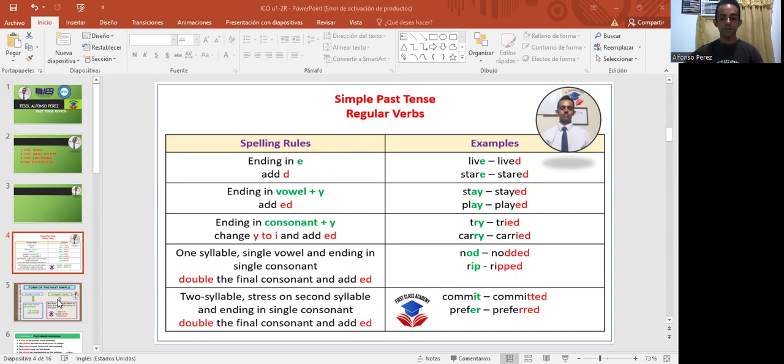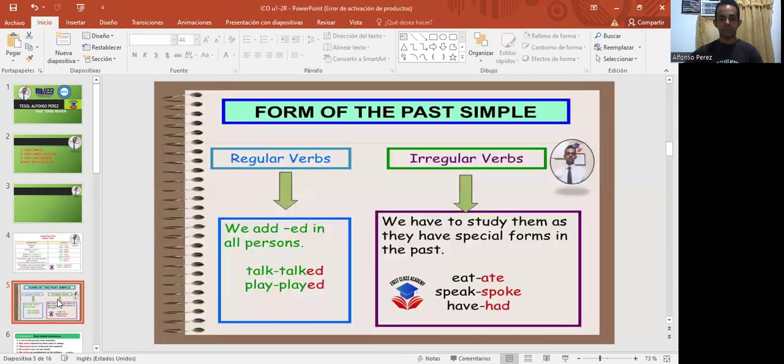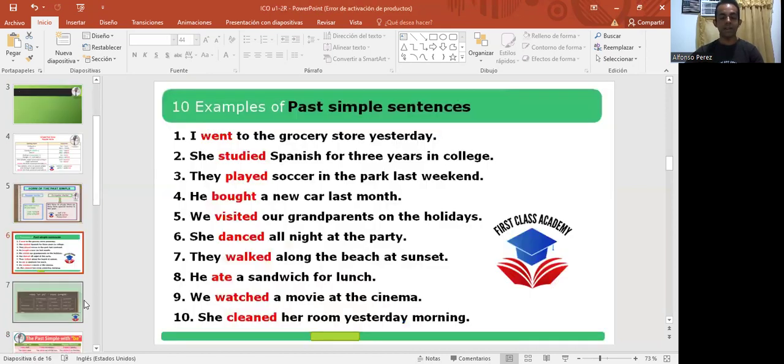Okay, let's continue here. We mentioned that we have regular verbs and irregular verbs. Regular verbs are formed by adding ed: talk, talked; play, played. Irregular verbs must be learned. They have different forms: eat, ate; speak, spoke; have, had. Let's read out some sentences in the past simple. We use the past to talk about events that happened a moment ago, a year ago. It's to mention something that occurred.